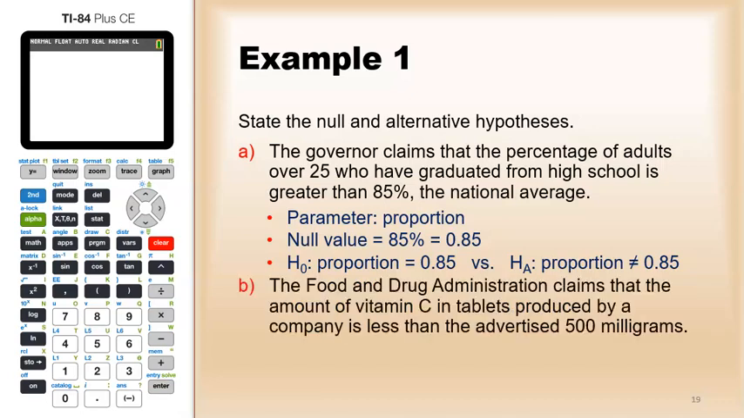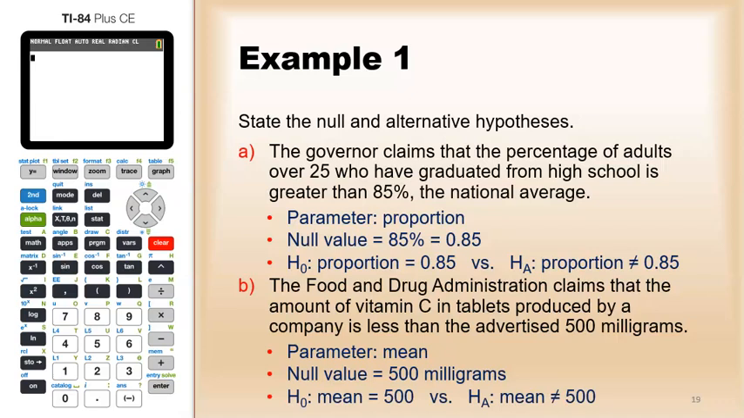Alright, the Food and Drug Administration claims that the amount of vitamin C in tablets produced by a company is less than the advertised 500 milligrams. In this case, if you want to use a hypothesis test, most likely you're going to be dealing with averages, or the mean. The null value is 500. So we can set this up that the null hypothesis is that the mean is equal to 500 milligrams versus the alternative that the mean is not equal to 500 milligrams. And again, prove the alternative is true first, then worry about whether it's less than the advertised 500 milligrams.